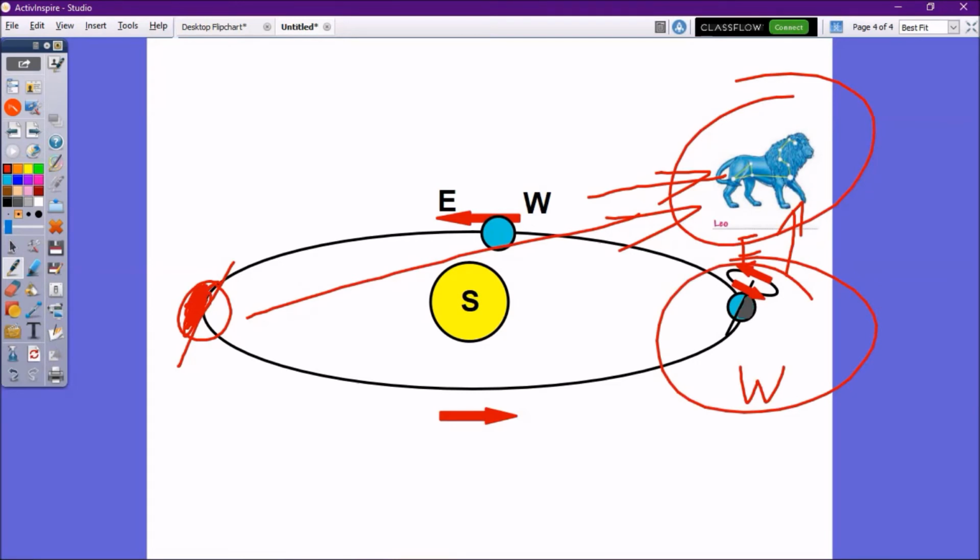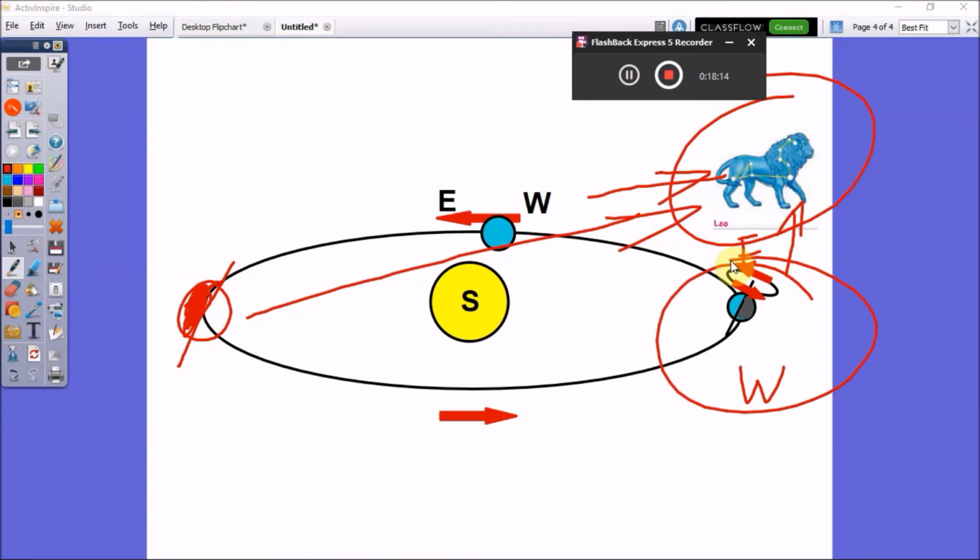Now just remember, I'm using Leo as an example. I don't really know what time during the year you would actually see Leo, the constellation, but I'm just using this as an example to explain exactly how these travel across the nighttime sky as the year goes on.